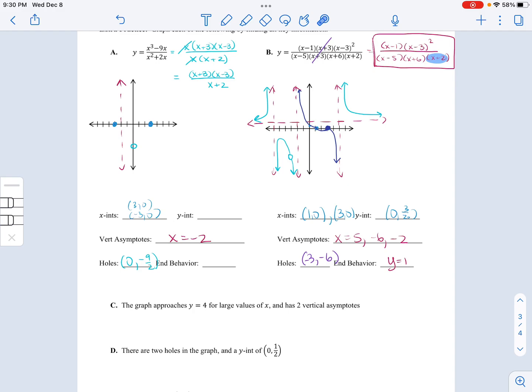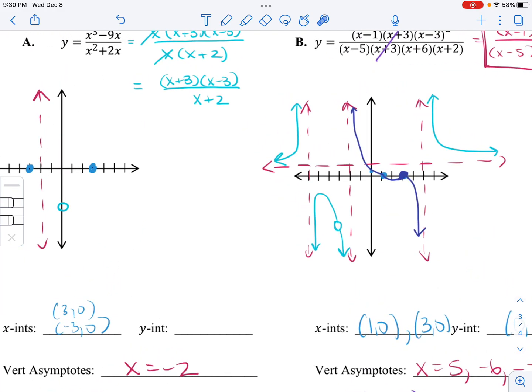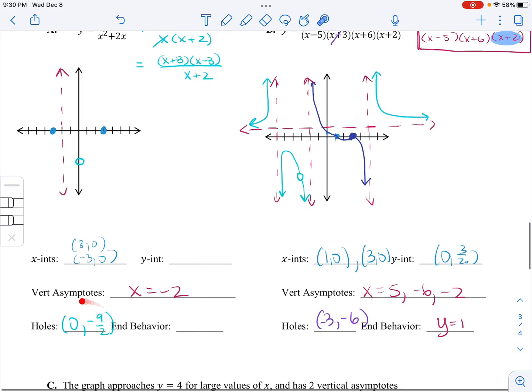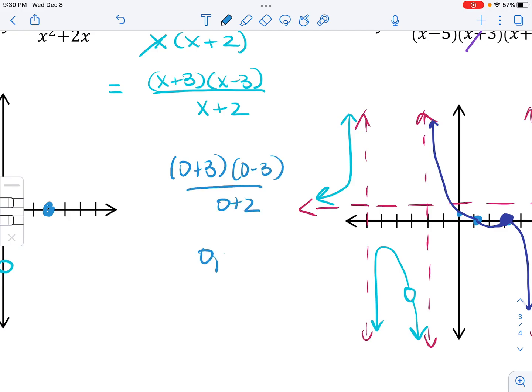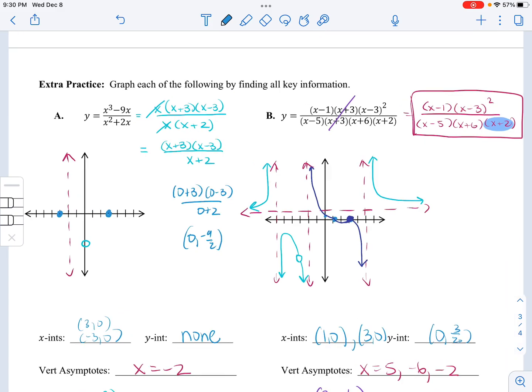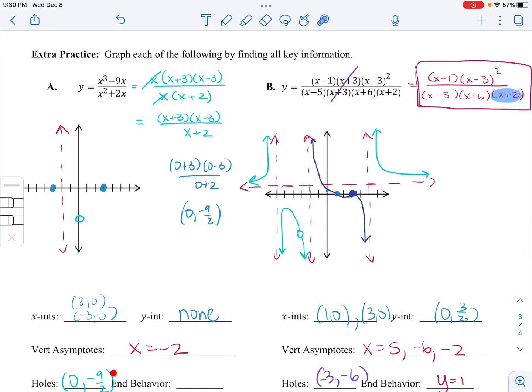Okay, the y-intercept. So now we get to replace x with 0. Okay, so how do we do that? If we replace x with 0, we have the hole. So there is no y-intercept. The way that we get a y-intercept is we replace x with 0. But if you notice, we already did that and got this, and that's where our hole is. So remember, a hole is a mathematical impossibility.